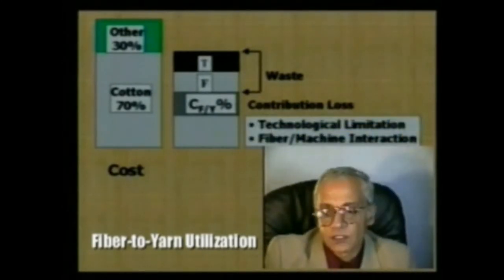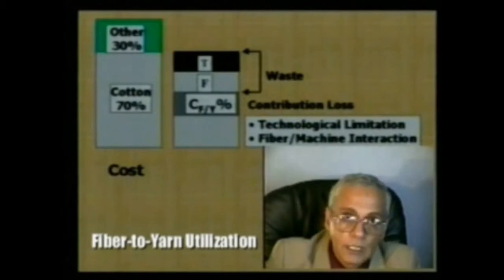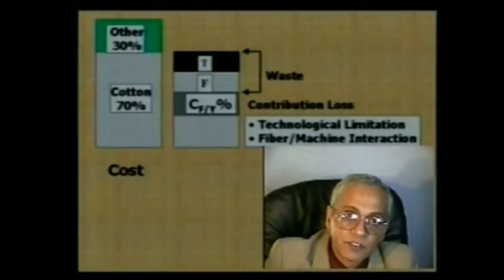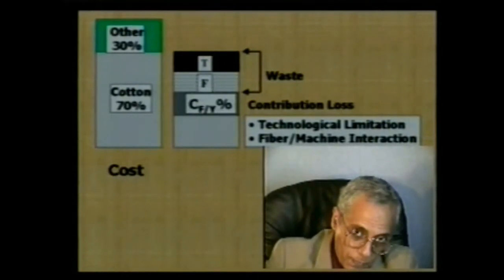The key here is understanding the technological limitation. How far can we push the machine to produce something? And the second factor is to understand the fiber-machine interaction.